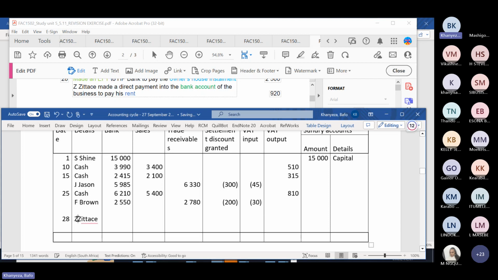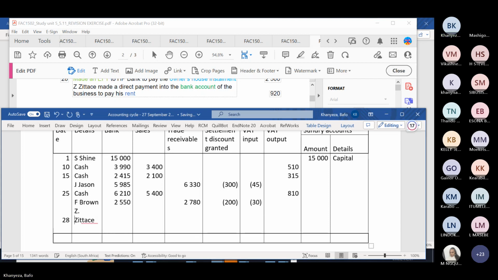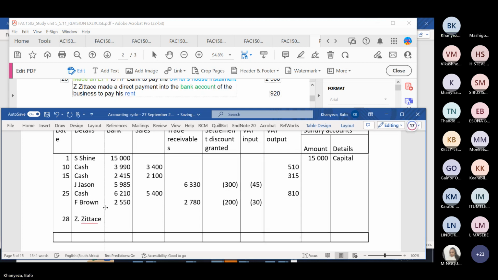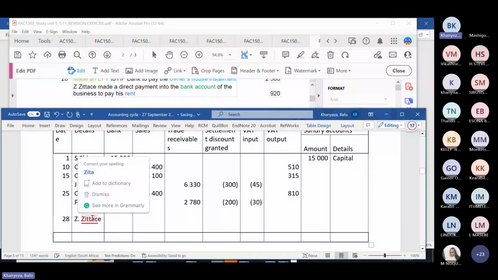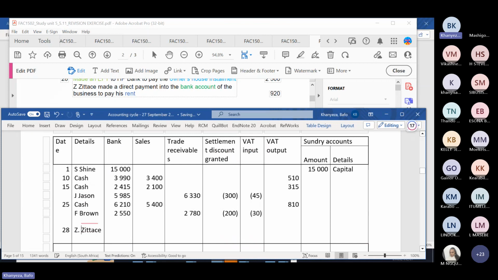I wanted to capture this. Yeah, it's ZZTs. How much? It's 920. So it's a bank. The amount that was received.